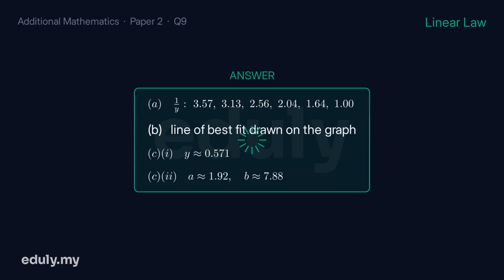Final answers. The reciprocal values are 3.57, 3.13, 2.56, 2.04, 1.64, and 1. We drew the best fit line. From it, y at 4.5 is about 0.571, and the constants are a about 1.92 and b about 7.88.